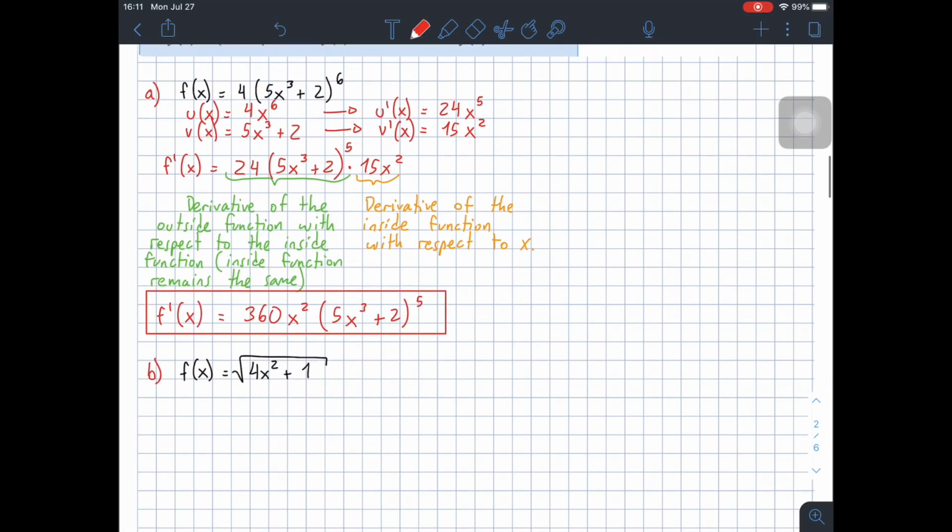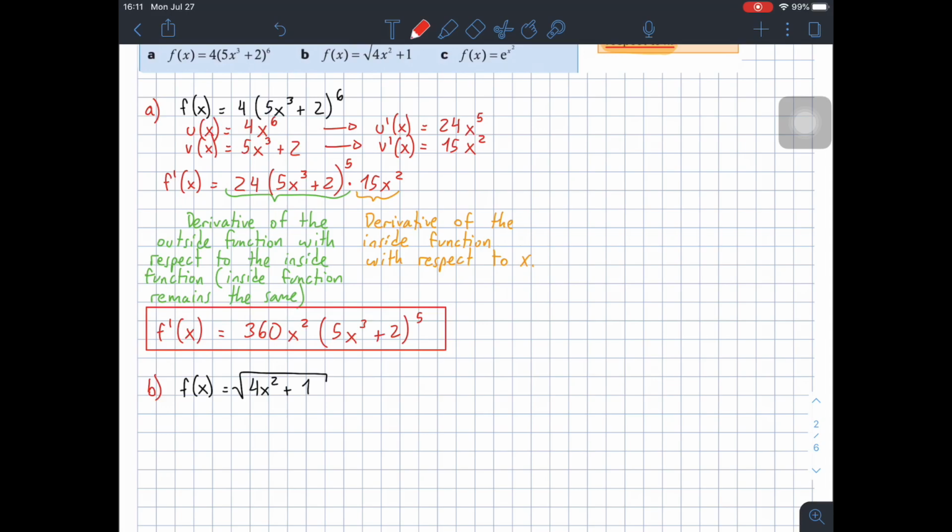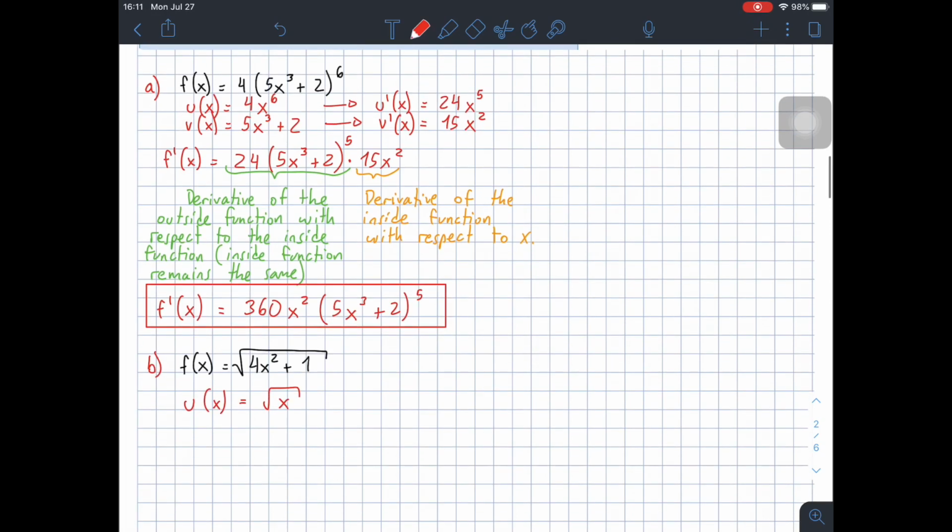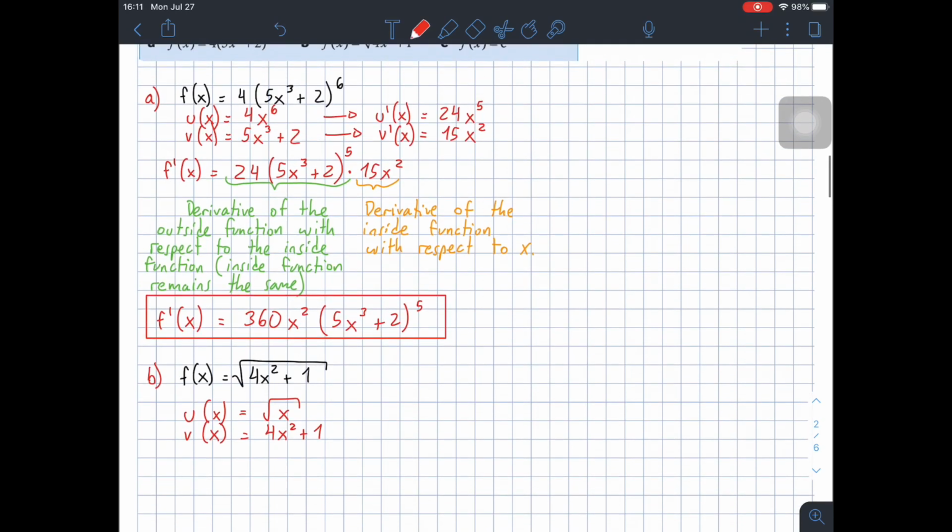We're going to identify the outside function, which in this case, the outside function u of x would be the square root function, right? Square root of x. And the inner function would be whatever we have inside the square root, right? Which in this case is 4x squared plus 1. Okay, once we have identified both functions, we can find the derivative of both.